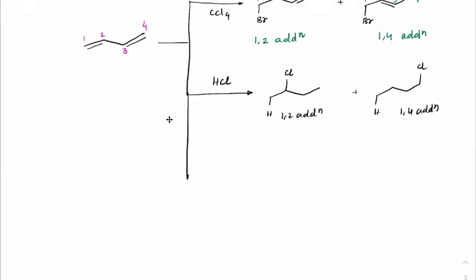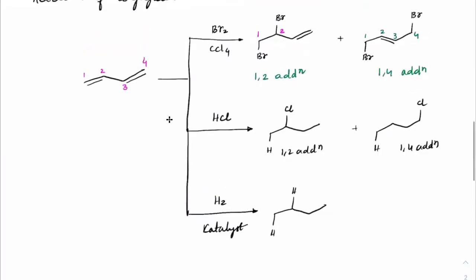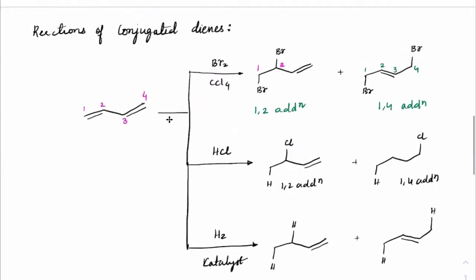Next. If we treat with H2 and a catalyst, here also we can get 1,2 addition this way, where this double bond is intact, or we can get 1,4 addition this way. So this is 1,4 addition. When it comes to CH2 double bond CH2 with CH double bond CH2.